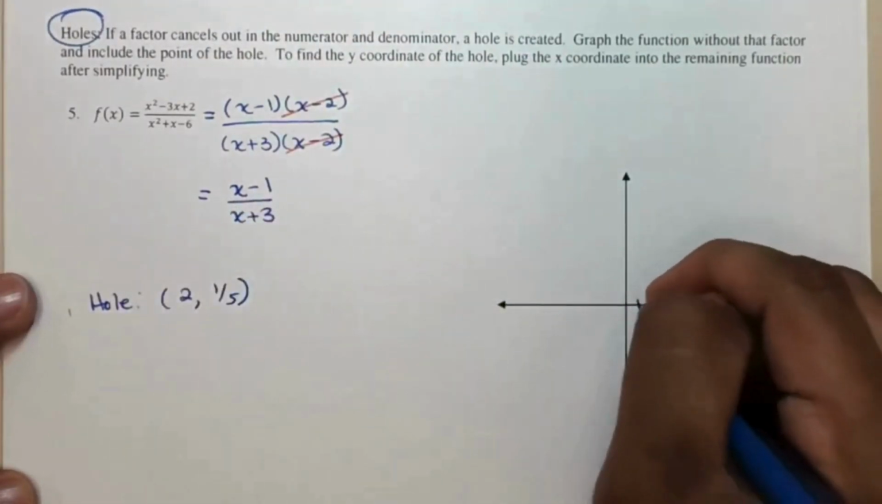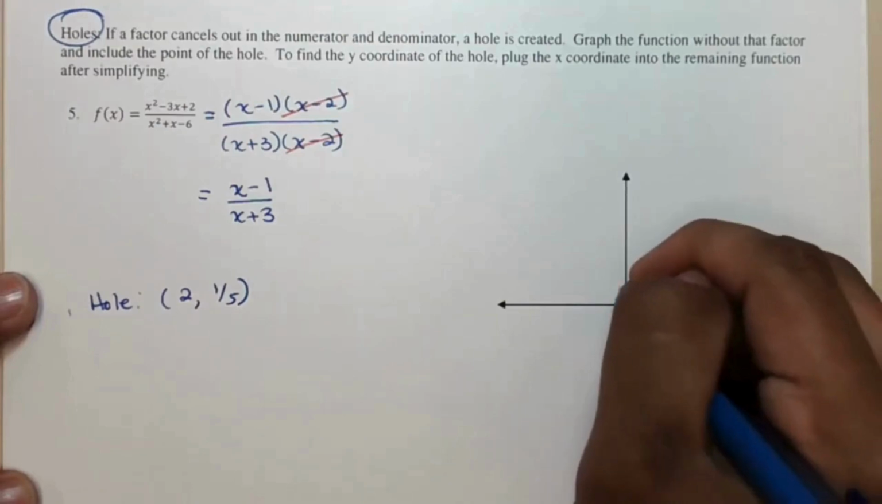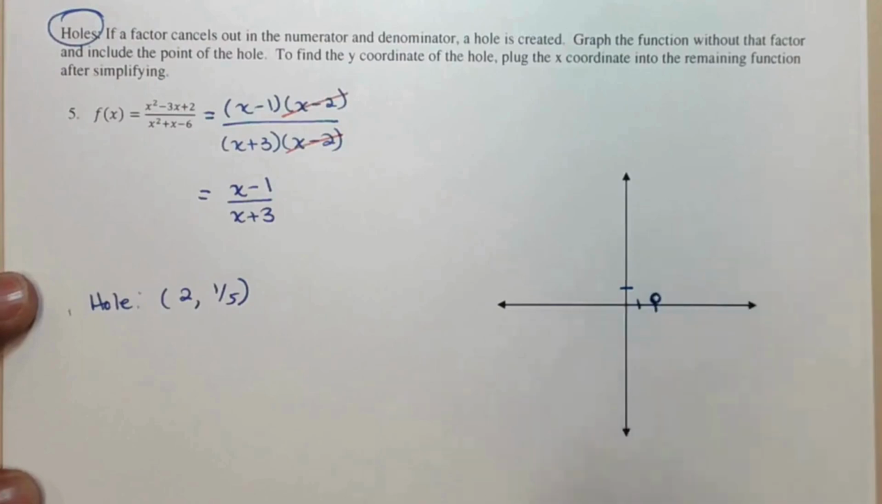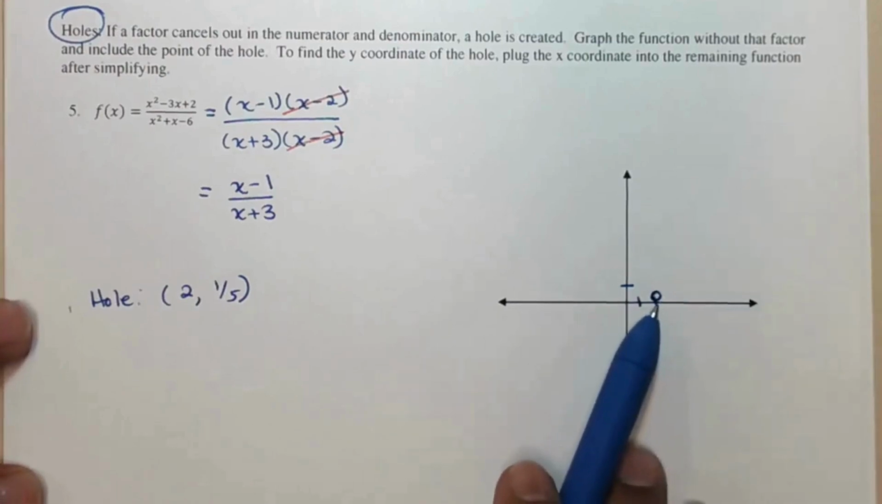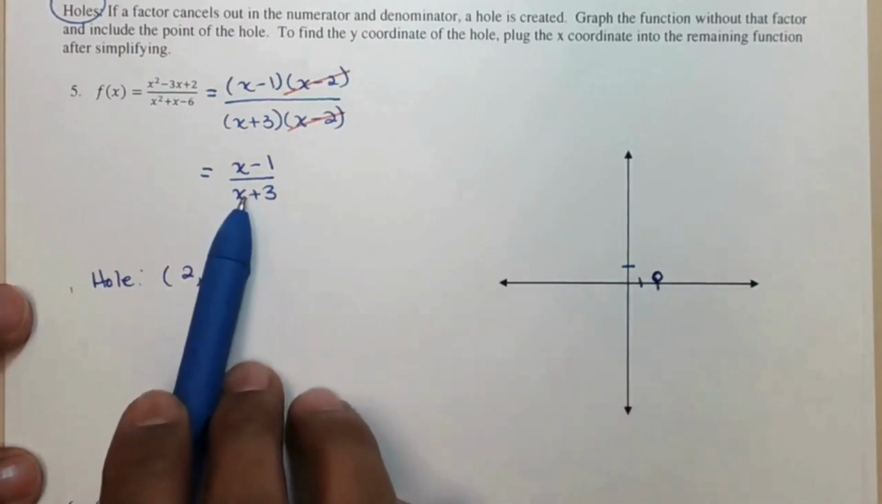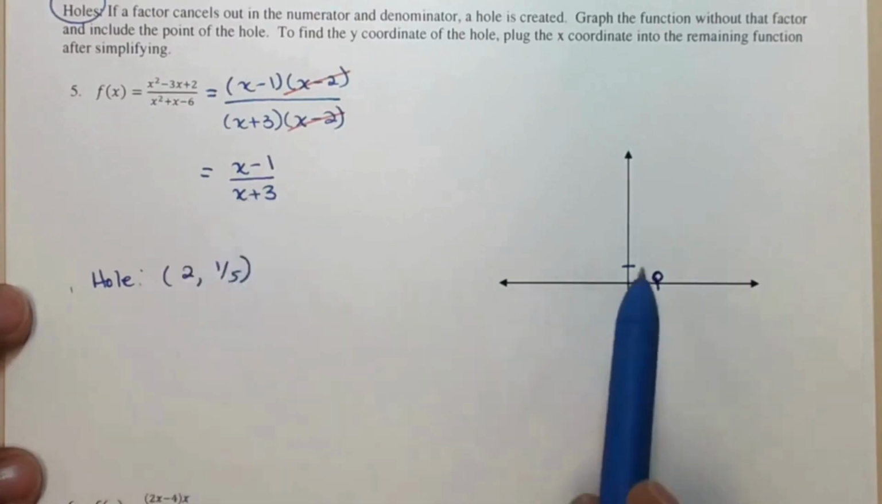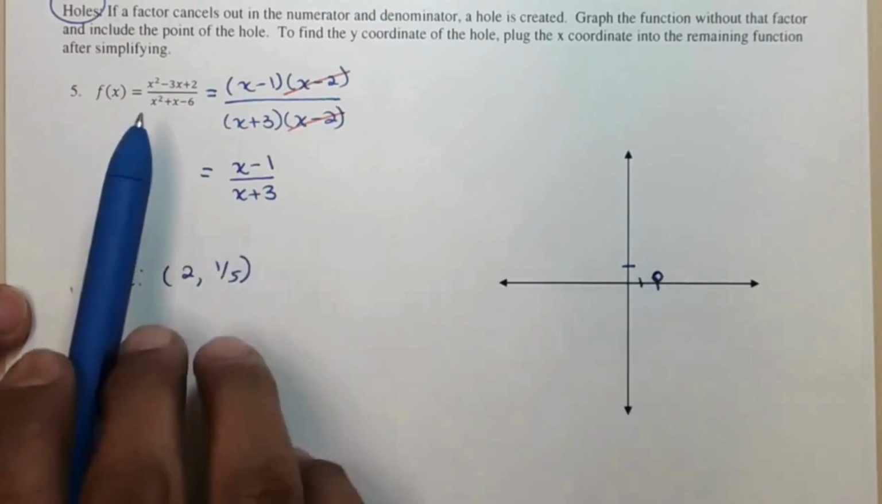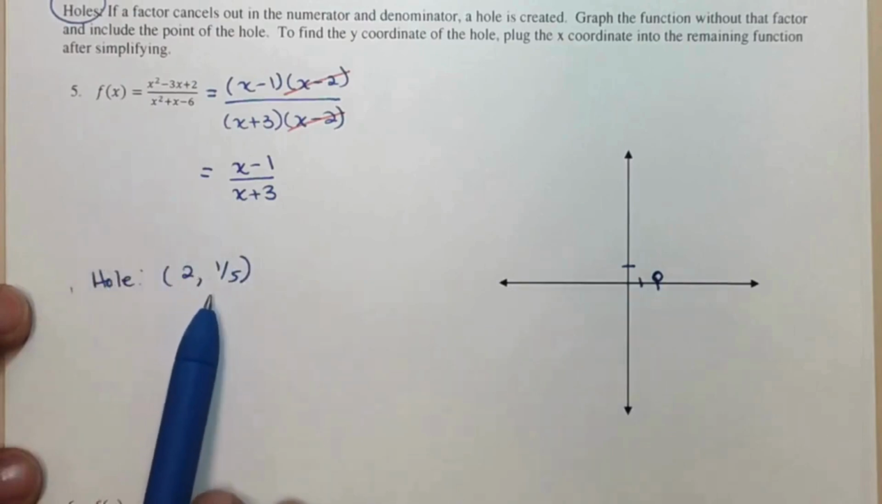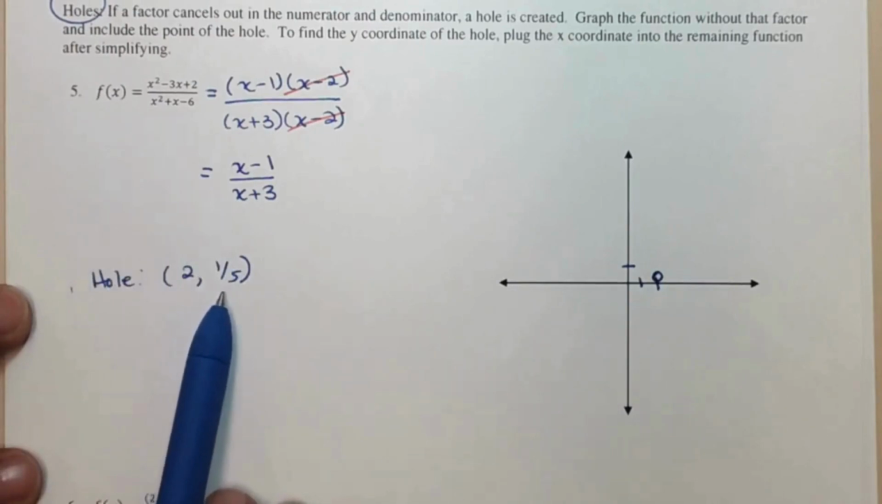So we're going to have an x value of 2. This is 1. And so 1/5 is going to maybe be somewhere here. And you draw an actual hole, an open circle in your graph. If we were just graphing x minus 1 over x plus 3, it would almost look like the exact same graph without a hole. But we are graphing this original function. This original function has a hole at 2, 1/5.